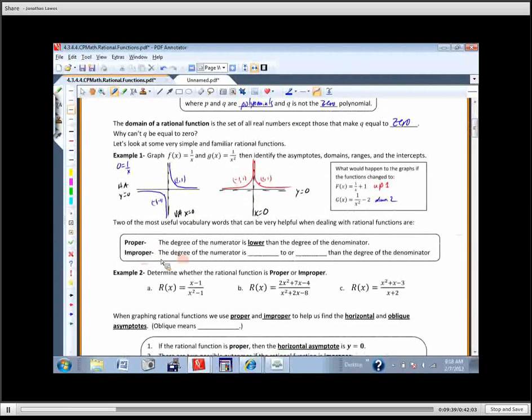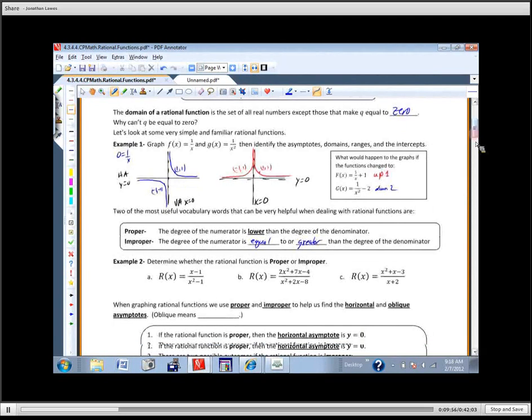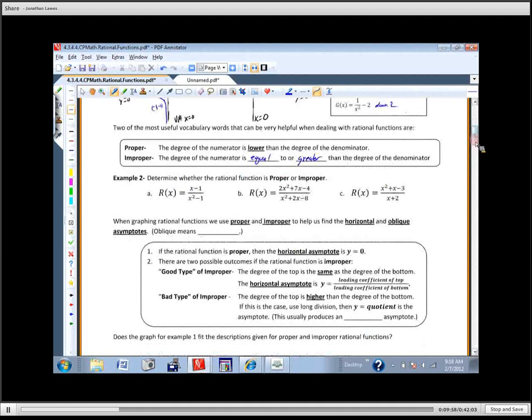So if it's an improper rational expression, the degree of the numerator is equal to or greater than the degree of the denominator. So the top's a higher degree polynomial. So for this first example, all we want to do is this. Just look at it and say, is it proper or is it improper? That simple. So, proper or improper?